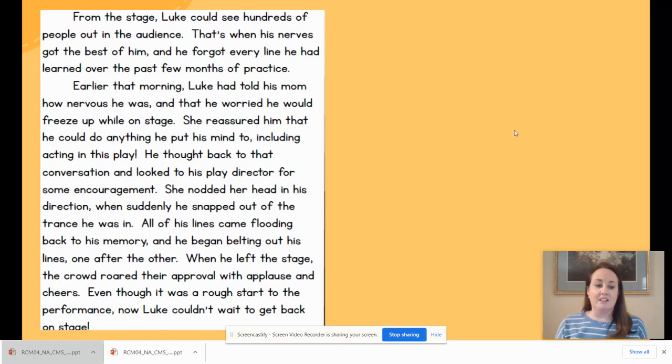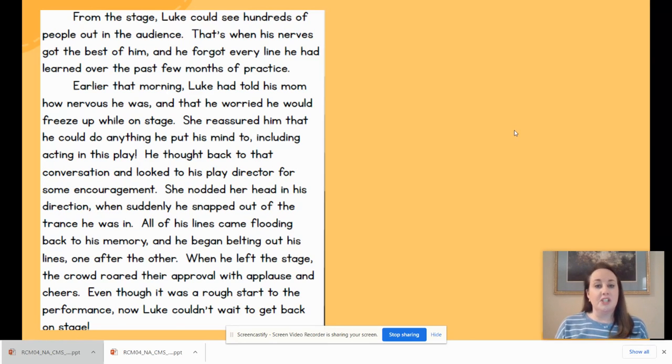He thought back to that conversation and looked to his play director for some encouragement. She nodded her head in his direction, when suddenly he snapped out of the trance he was in. All of his lines came flooding back to his memory, and he began belting out his lines one after the other. When he left the stage, the crowd roared their approval with applause and cheers. Even though it was a rough start to the performance, now Luke couldn't wait to get back on stage.